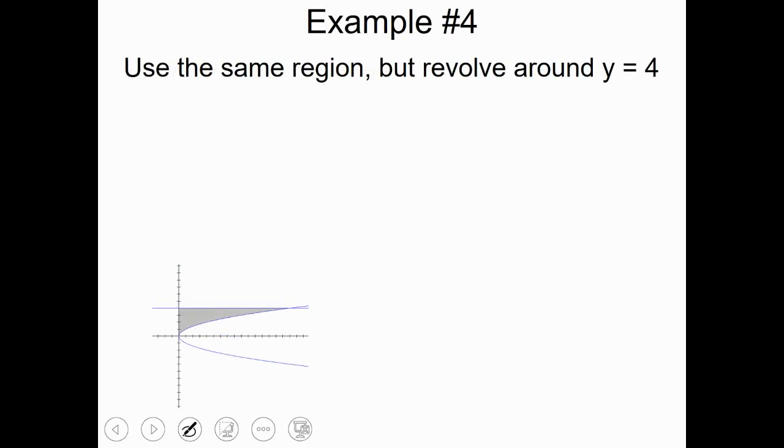Using the same region, so this is the exact same picture, and they do this a lot on the AP test, but they're going to change what we're going to revolve around. So now instead of revolving around the y-axis, now we're going to revolve around the horizontal line, y equals 4. So when I go around a horizontal line, I want to go back to x's. So now my radius is going to originate at my axis of revolution. It's going to be that length right here. That's going to be my radius of my discs or of my cylinders.